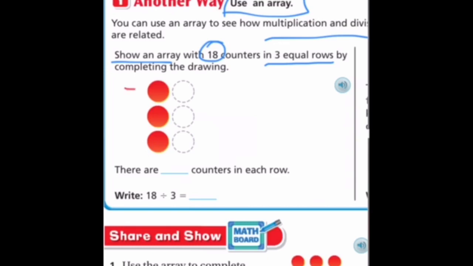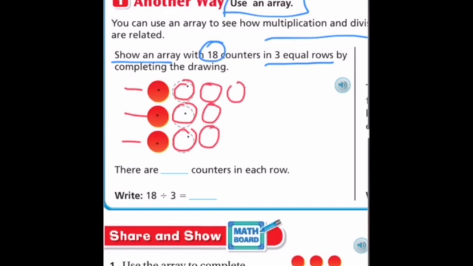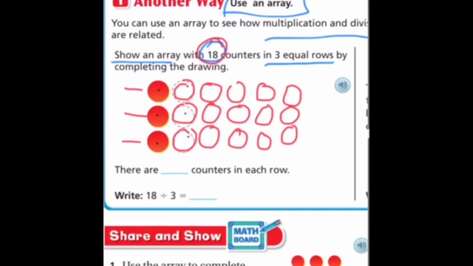So they start us off with the first row, the second row, and the third row, and then we can fill in the next row. So now I have a total of 1, 2, 3, 4, 5, 6. I'll keep going. 7, 8, 9. Do your best to keep them lined up. 10, 11, 12, and I keep going because I haven't hit that 18 yet. 13, 14, 15, 16, 17, 18.